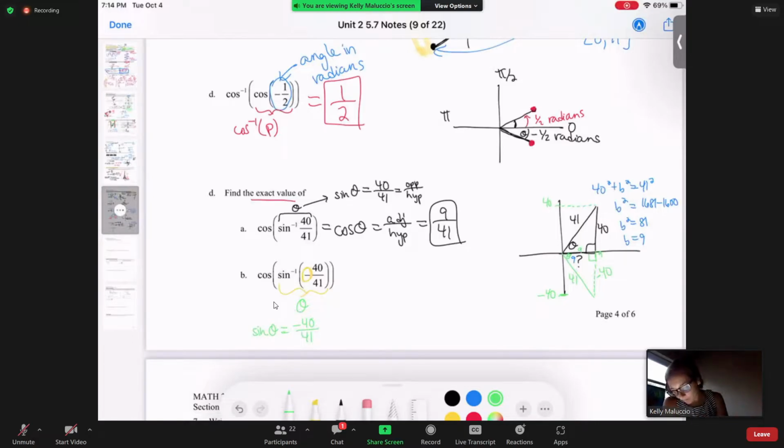So now if I want cosine of that, it is going to be the same thing, because cosine doesn't involve the opposite side. So this is actually going to equal 9 over 41. But the picture just looks a little different because my signs are different here.